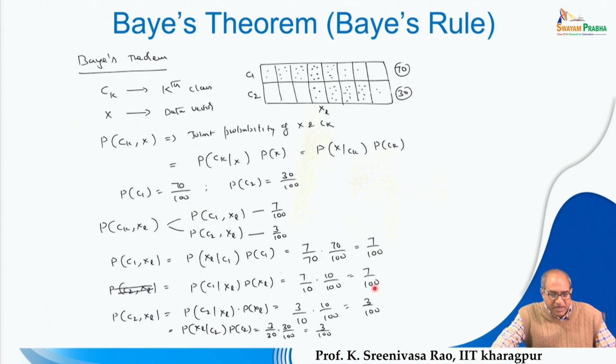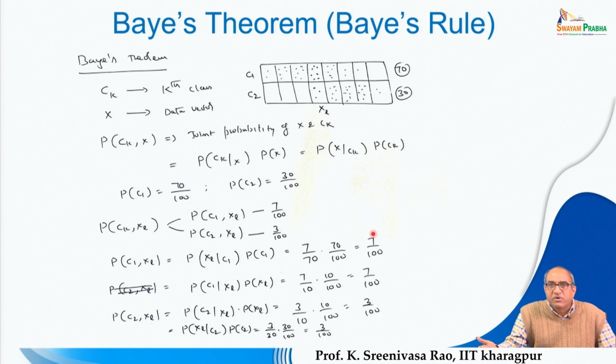Similarly, the probability of C2 comma XL is 3 by 100, and that can be written as the probability of XL given C2 times the probability of C2. So from this we can see that you can write the joint probability in terms of conditional probability and prior probabilities, and we have considered a classification problem containing 2 classes where there are 100 examples.